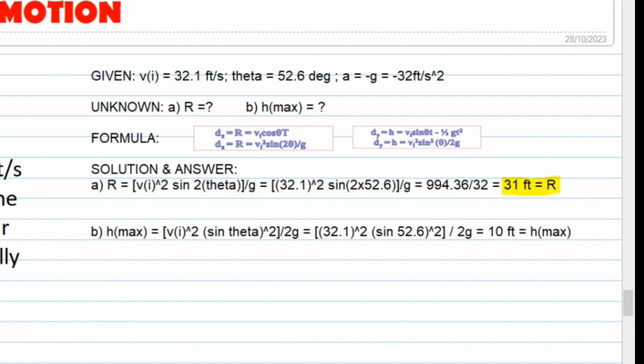Okay, next, the maximum height using this formula, Vi squared sine squared theta over 2g. So, we have 32.1 squared. Gaya ng sinabi ko sa calculator, walang sine squared, diba? So, ang gagawin nyo muna, sine of 52.6 tapos quantity squared times itong square ng 32.1, ang makukuha divided by 2 times 32, so 64. Ang makukuha ang sagot ay approximately 10 feet yung maximum height. Okay? So, nasundan. Kung may tanong, paki-comment dyan sa ibaba.